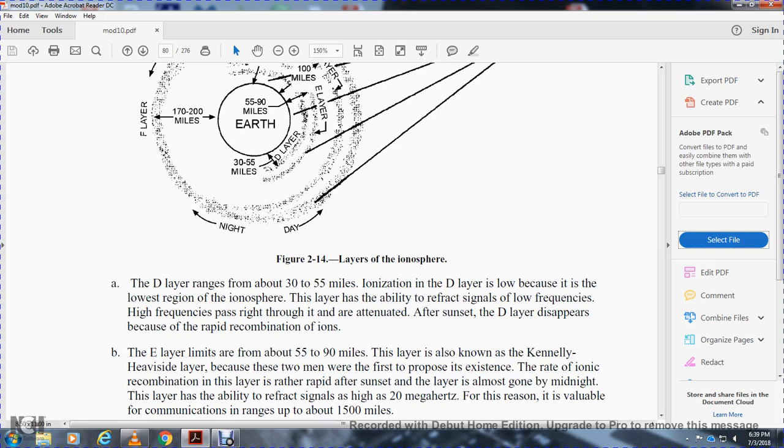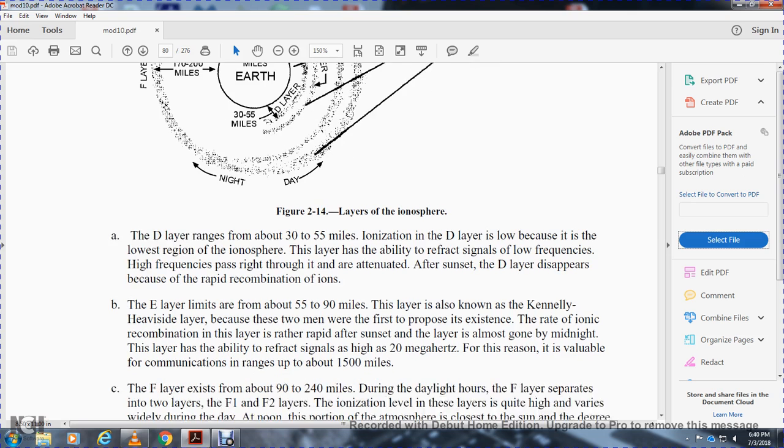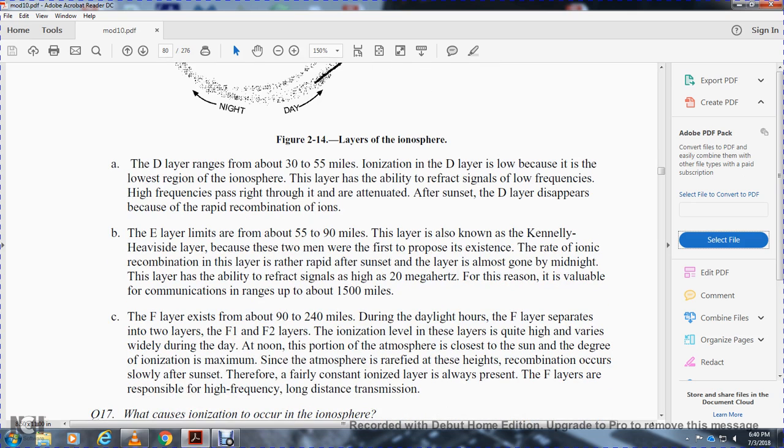Ionization of the D layer is the lowest region of the ionosphere. The layer refracts signals of low frequency. The high frequencies pass right through the D layer. After sunset, the D layer disappears because of the rapid recombination of the ions.